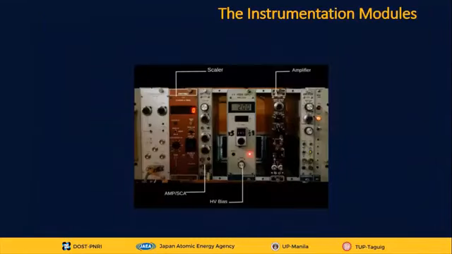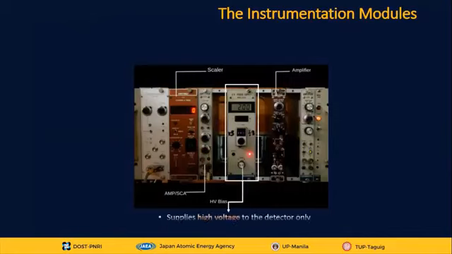So here are the instrumentation modules. First off, we have the high voltage bias supply. This supplies a high voltage to the detector only and provides bias for charge collection.